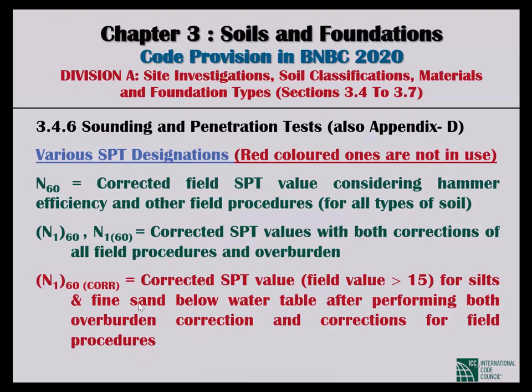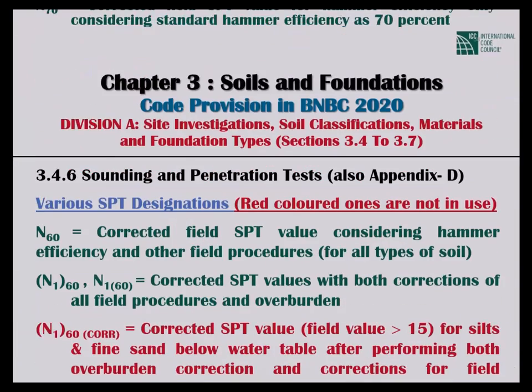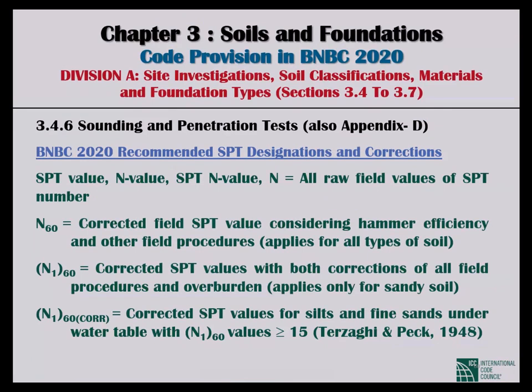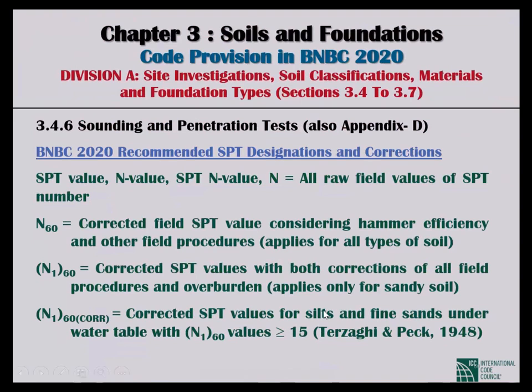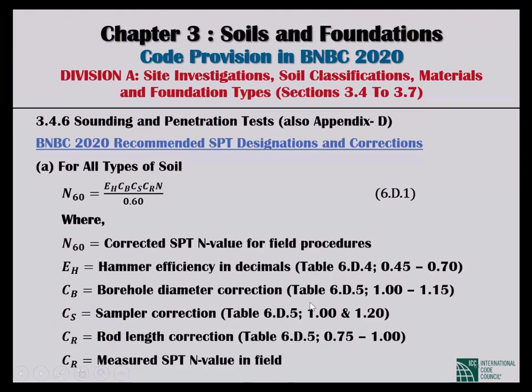So all this stuff is mentioned in BNBC also, but we didn't actually encourage using this one. Particularly whenever you use Terzaghi's formula, then maybe you have to correct this one. That means you get this value, and then also you correct it for this formula. It is also already mentioned in our appendices. So we recommend the SPT value at this, but this one should be used for the formula coming before 1957. Okay. So these corrections are over there.